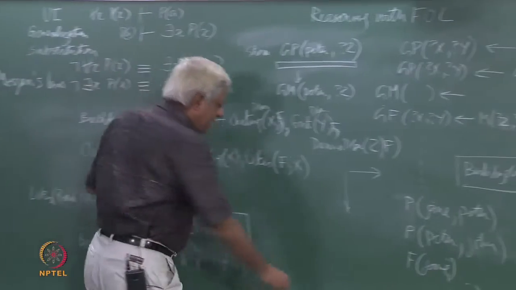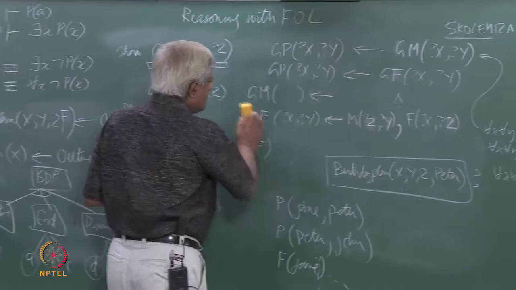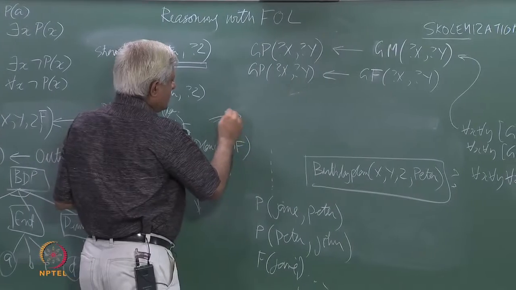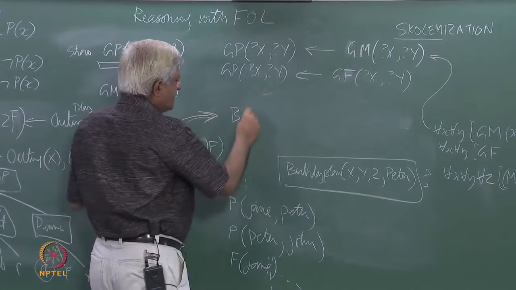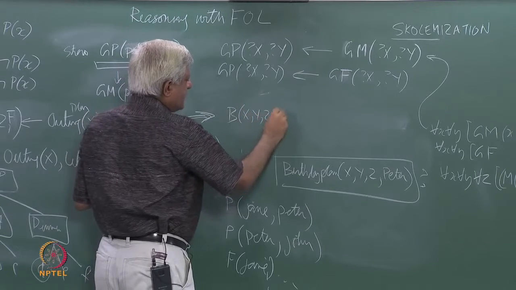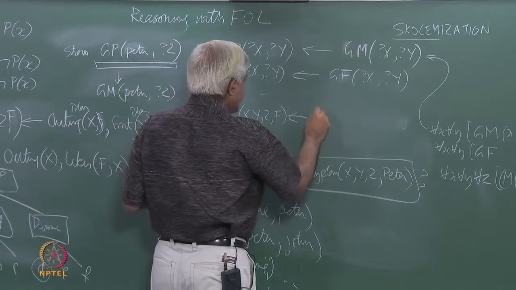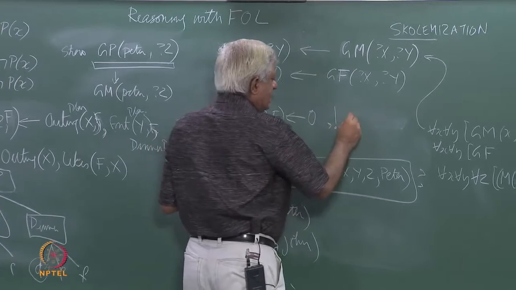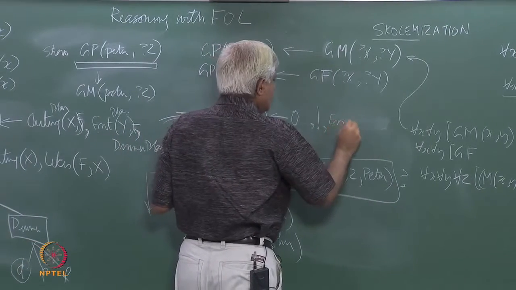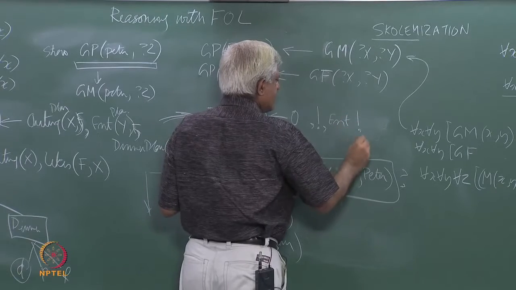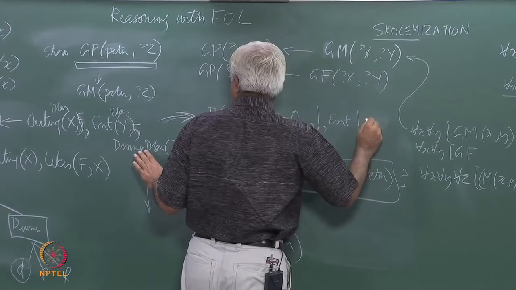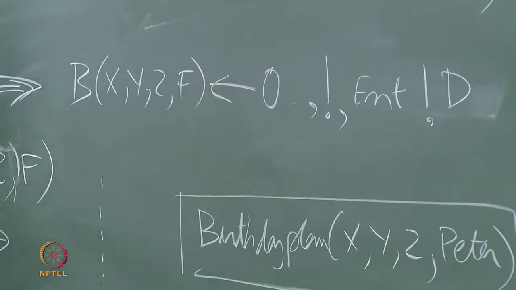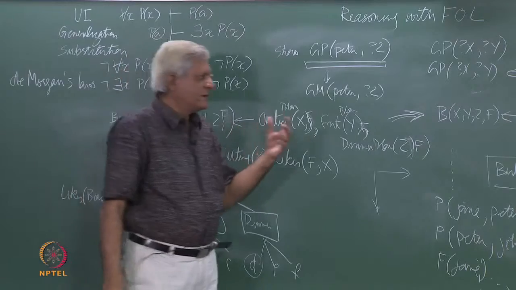So instead of writing a statement like this, what you can do in Prolog is write the statement as follows: a birthday plan B X Y Z F, if outing plan, then you use a special symbol called cut, then an entertainment plan, then a special symbol called cut, and then a dinner plan. So instead of three subgoals, you have added two extra subgoals.